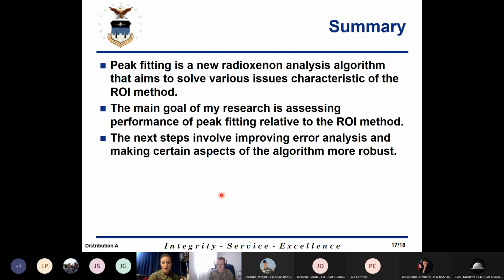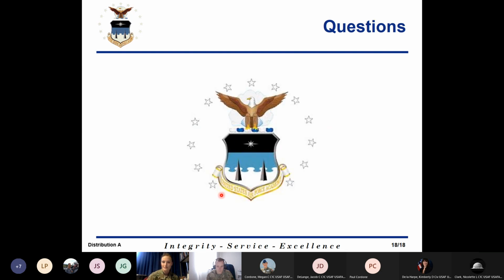So just to summarize what I've talked about today, peak fitting is a new radioxenon analysis tool, and it aims to solve some of the problems with the ROI method. My main contribution to this project was assessing the performance and the error analysis. And then last, we plan to continue improving the error analysis and also to make some of the peak fitting algorithm components a little more robust. And with that, are there any questions?